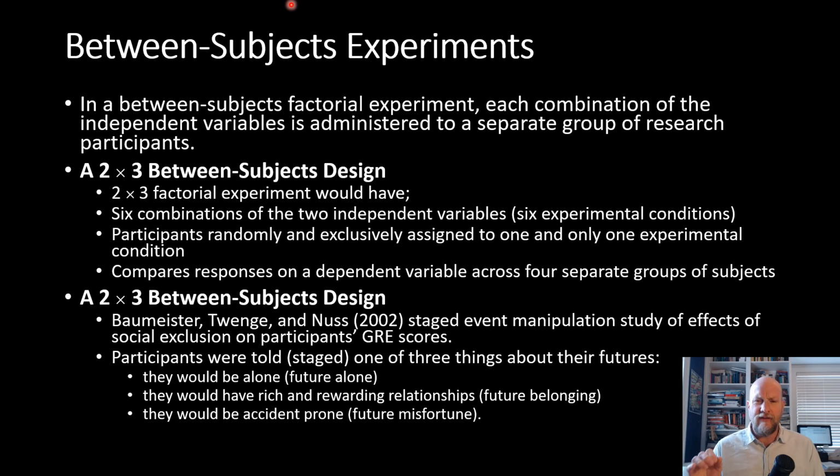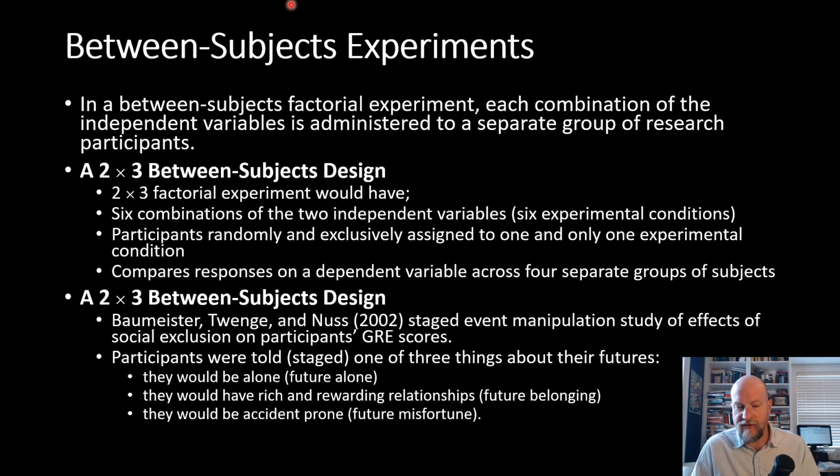So just to reiterate the nomenclature for a moment, if you had a 2x3 between subjects design, you would have 6 combinations of the 2 independent variables, or we might call these 6 experimental conditions. Conditions is a term we're going to use to represent each of those unique cells, that unique combination of these multiple independent variables. So participants would then be randomly and exclusively assigned to one and only one experimental condition, and then you would compare their responses on a dependent variable across those 6 separate groups of subjects.